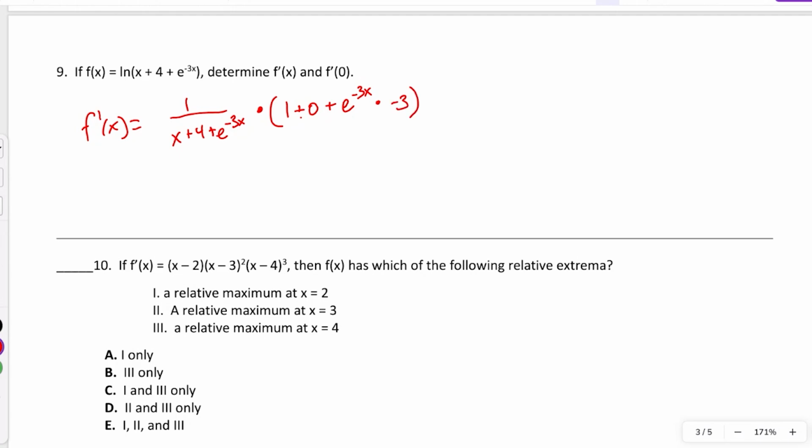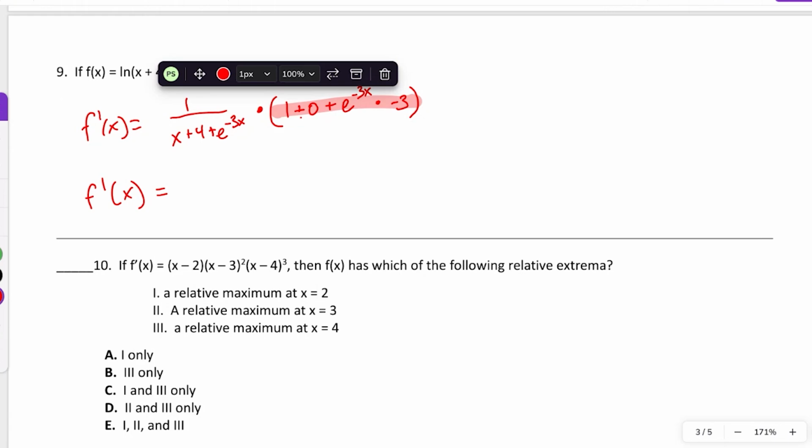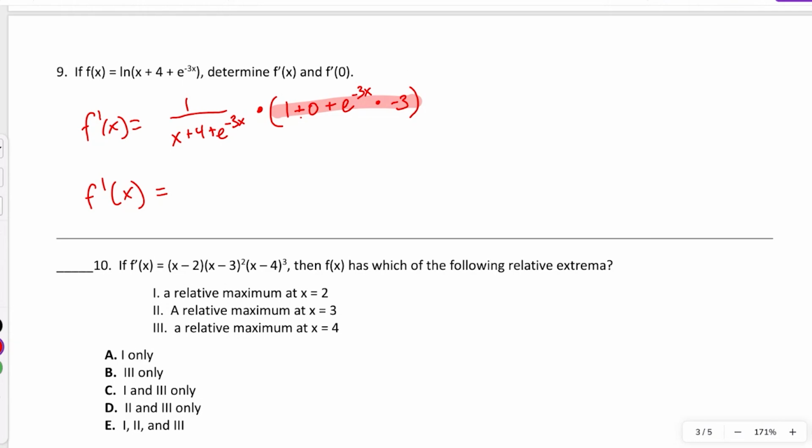Okay, so just to clean that up a little bit, I'm actually going to put that whole expression over here, since times 1 would just be itself. I'm going to put it in the numerator, maybe that'll make the arithmetic a little easier. So I've got 1 minus 3 times e to the -3x, all over x plus 4 plus e to the -3x. So that's our derivative.